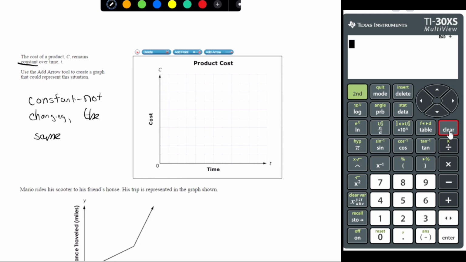All you're looking for is one straight horizontal line. That means that if the cost of eggs is $4 in 2021, then the cost of eggs will still be $4 in 2029, which is not how it works. But that's what it's asking you to do. The price is staying constant. The price is staying the same.